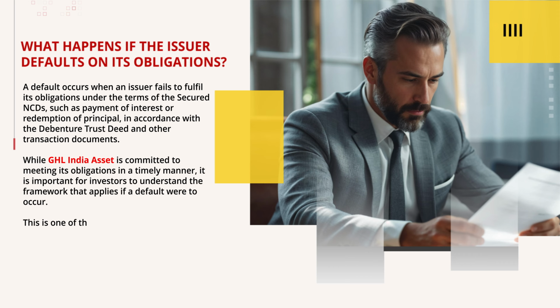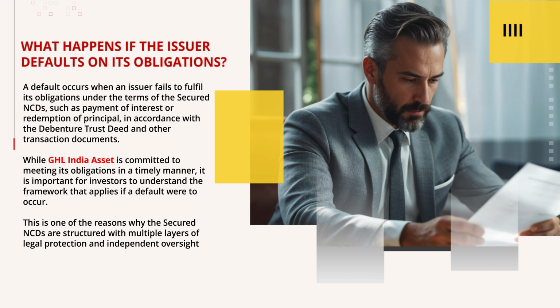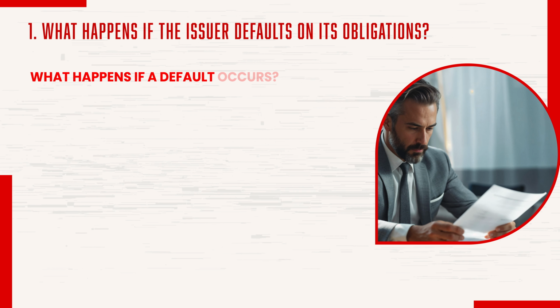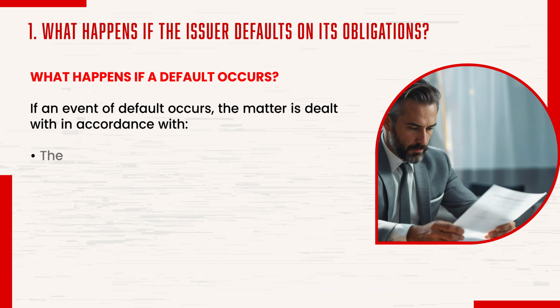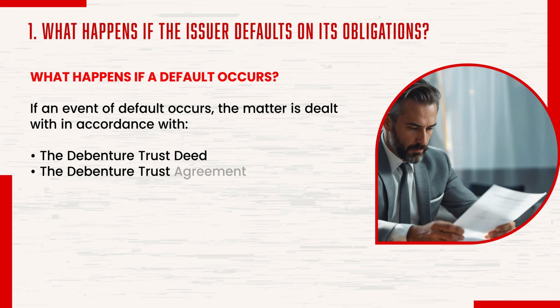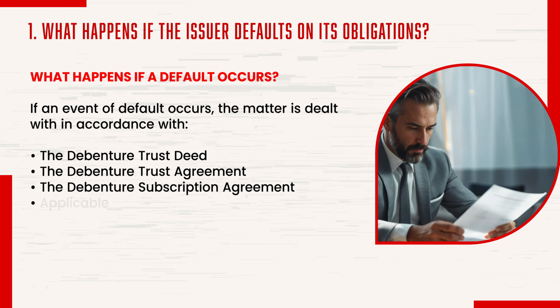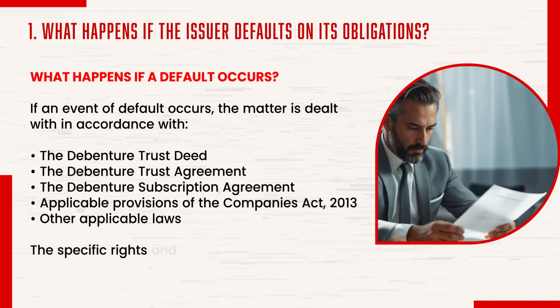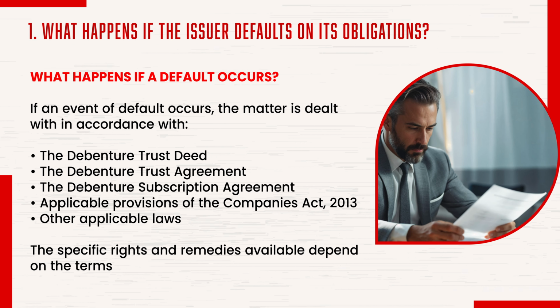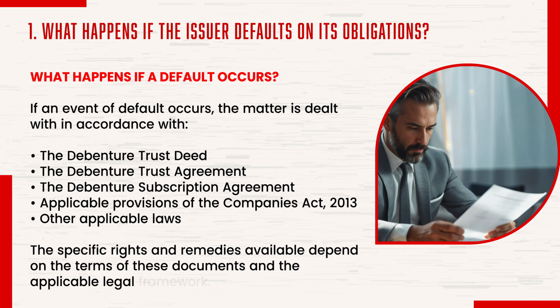This is one of the reasons why the secured NCDs are structured with multiple layers of legal protection and independent oversight. What happens if a default occurs? If an event of default occurs, the matter is dealt with in accordance with the debenture trust deed, the debenture trust agreement, the debenture subscription agreement, applicable provisions of the Companies Act 2013, and other applicable laws. The specific rights and remedies available depend on the terms of these documents and the applicable legal framework.